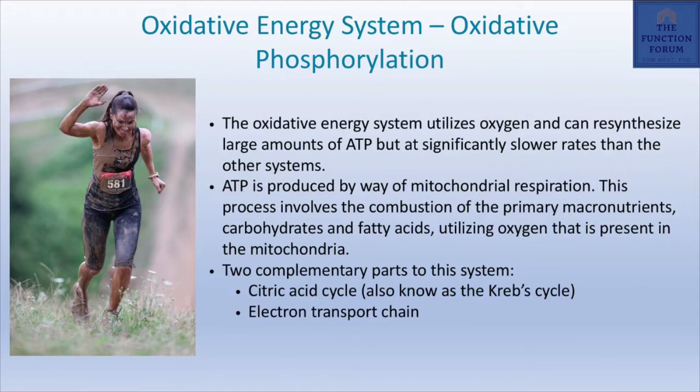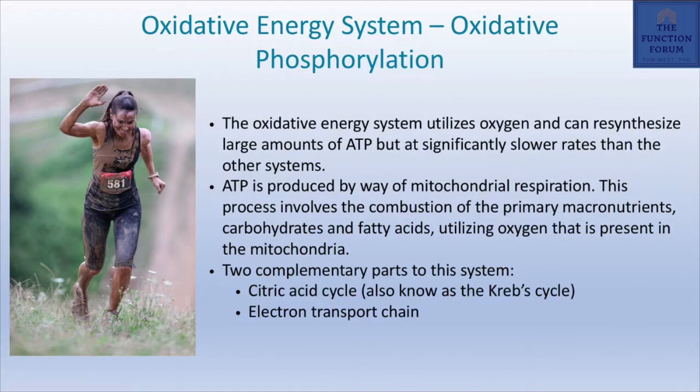This system is also trainable by doing more endurance activity. We see a greater number of mitochondria and an increase in the size of the mitochondria, which is directly related to the rate at which this system can produce ATP and the amount that it can produce. So again, we do see some very significant training effects in the ability of this energy system to do its job.